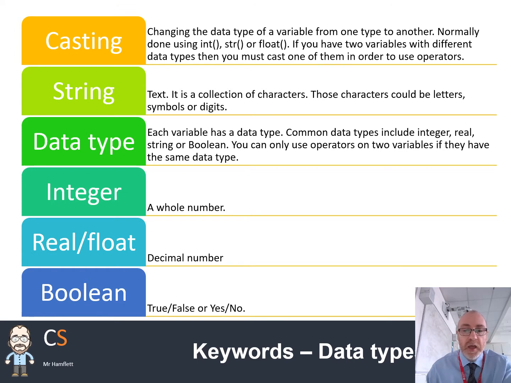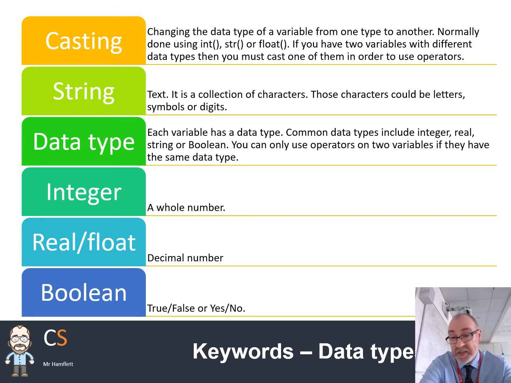Data types. This is something people forget to revise. Please don't, because OCR likes asking questions about data types, and they're dead simple. Casting is when I change from one data type to another. So that's where maybe I'll have my input command, and I want that input to be a number, an integer. So I use the int command next to it, something like int(input). So I use int to turn it into an integer, str to turn it into a string, and float to turn it into a floating point or real number.